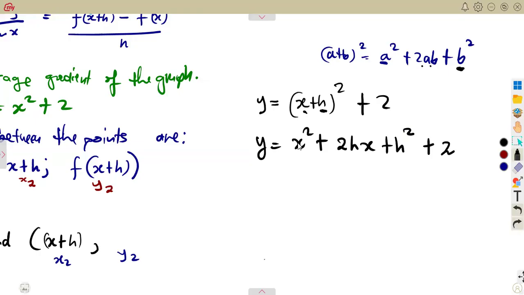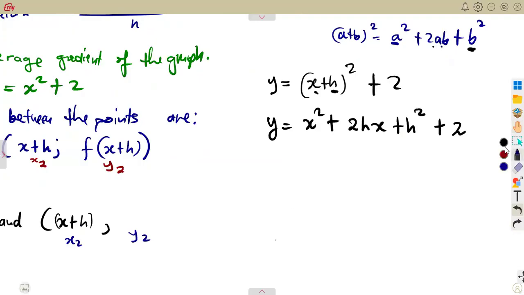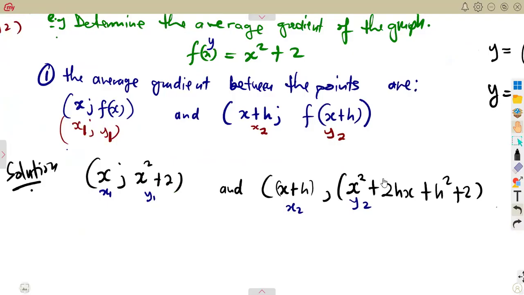So I want you to consider now, from this, the value of y that we have, we can write this as a point. There are so many ways that you can present this. I just hope you're going to understand this one. So that will be x squared plus 2xh, or 2hx, plus h squared plus 2. So this is representing the value of y that we are given.